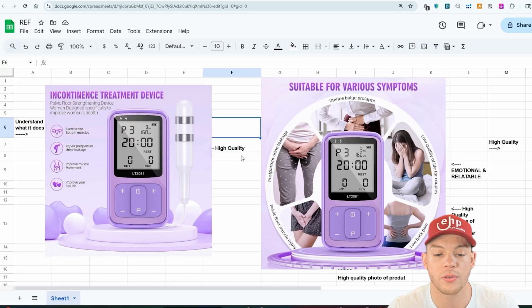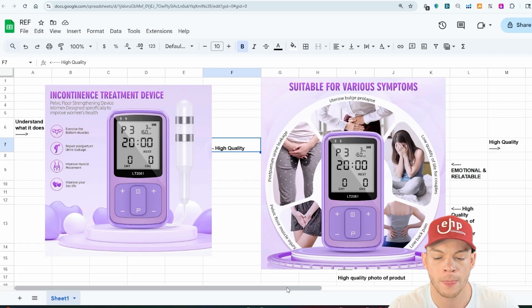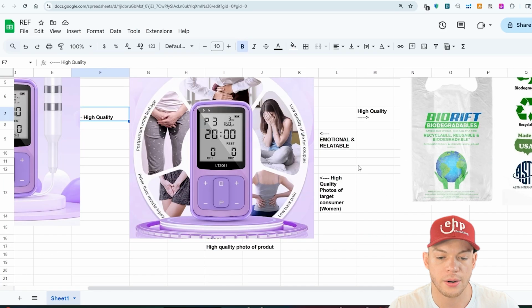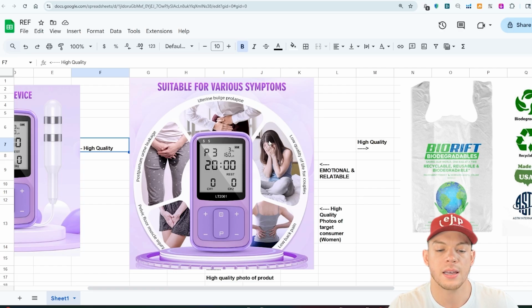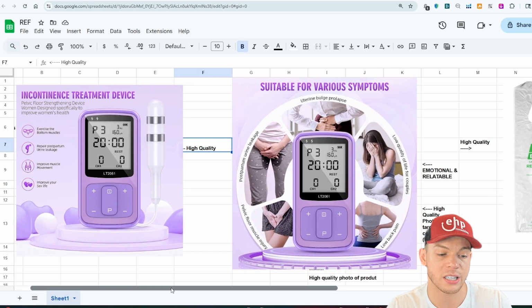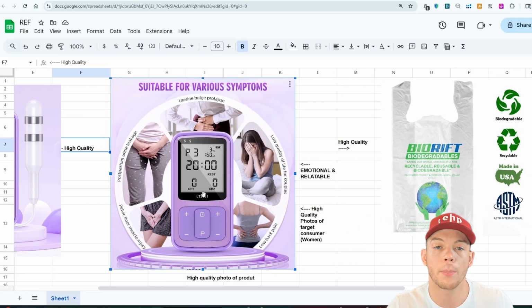But here are some more references where you can actually break this down. We're going to look at this middle one right here. You can see this product, what it does. There are other images that explain what it does better. But what this product does is help you stop urinating yourself, which is a big symptom after women are pregnant and have a baby.